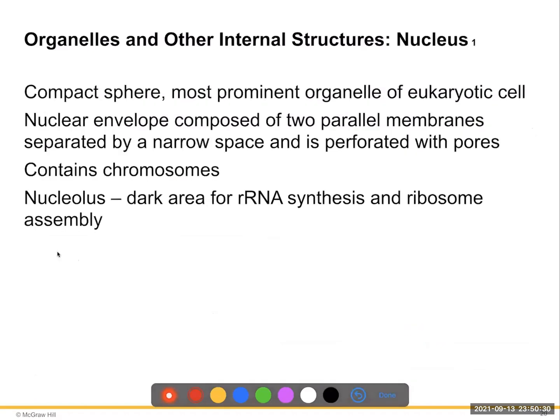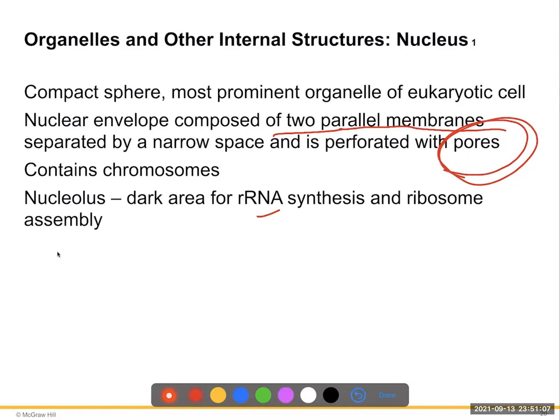The nucleus. Nucleus is where the DNA is, right? It's a compact sphere, the most prominent organelle of the eukaryotic cell, easy to see. Composed of two parallel membranes. Remember, it's a double membrane. There's a narrow space in between both those membranes, and it's perforated with pores. Pores allow the RNA that's been transcribed from the DNA to go out of the nucleus into the cytoplasm, where it can be read and interpreted to make proteins.